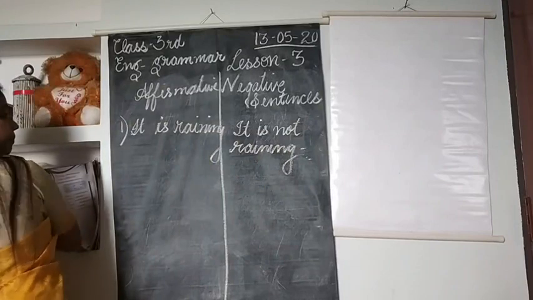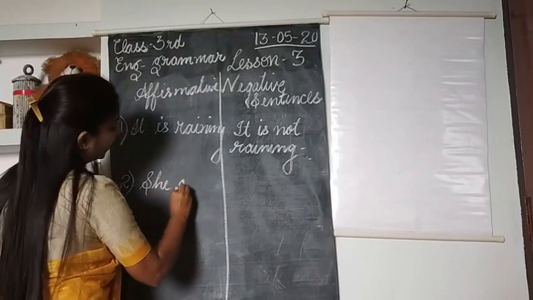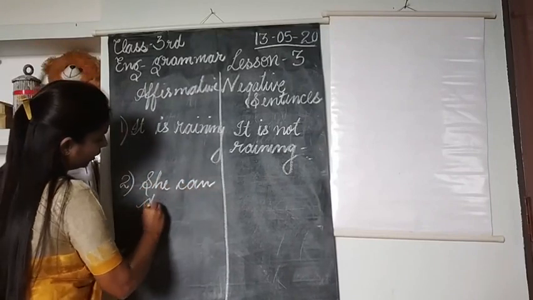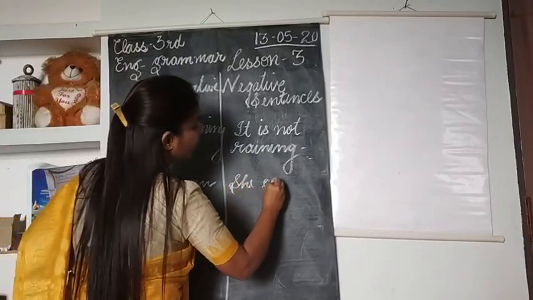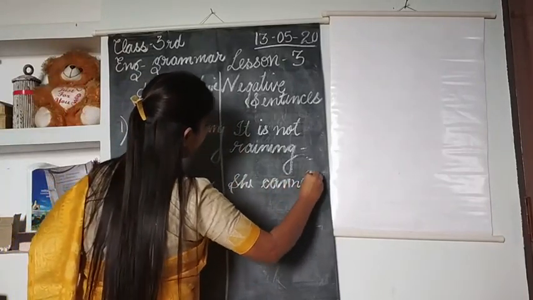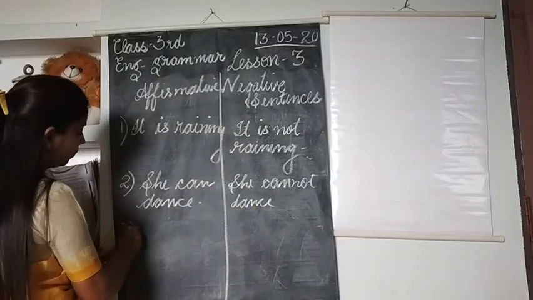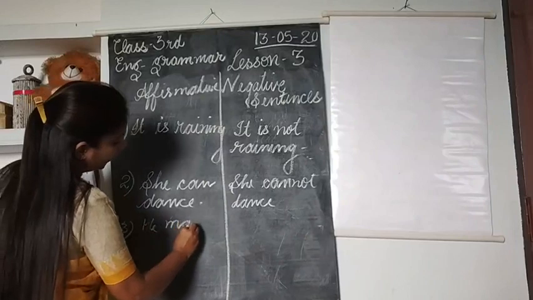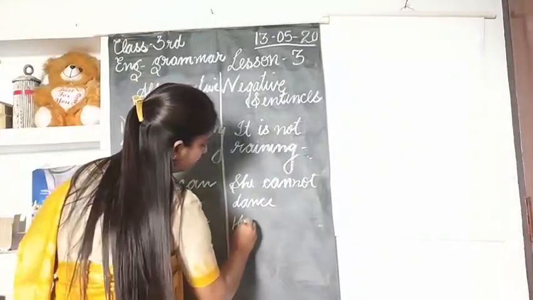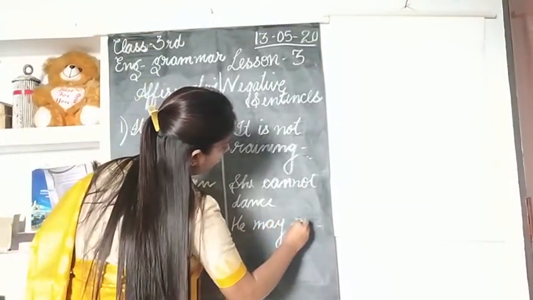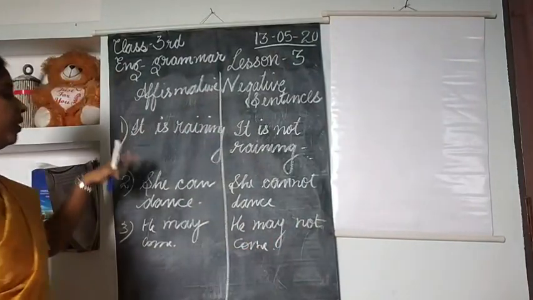Another example. She can dance. Negative: she cannot dance. Number 3. He may come. He may not come.